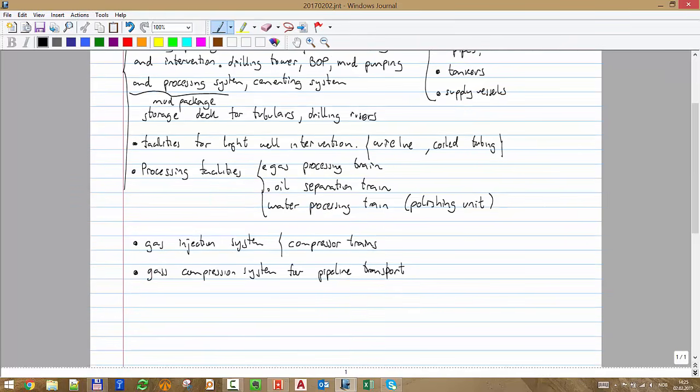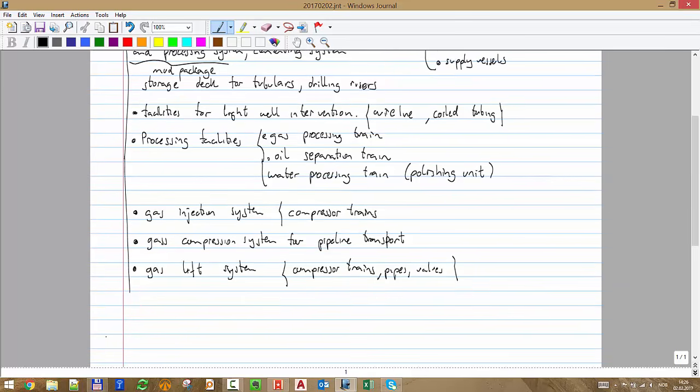Then we have the gas lift system. Okay, that's an artificial lift method where you inject gas at the base of the tubing. You lighten, you reduce the density, and then you reduce the pressure drop through the tubing. Okay, so if you have a gas lift system, you also have to have compressor trains, okay, pipes, valves, etc.